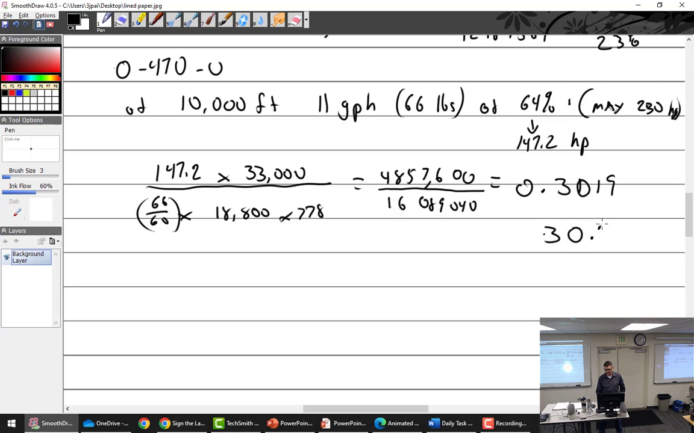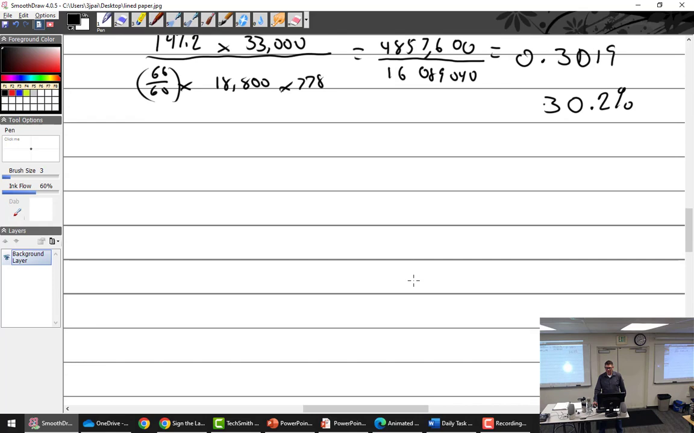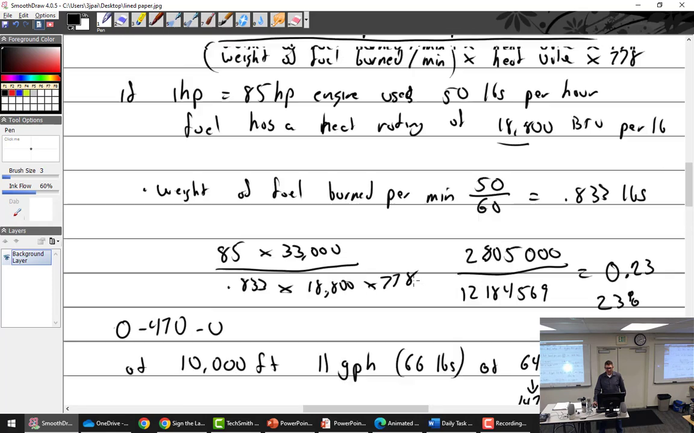0.3019. 30%. 30.2%. Woohoo! It's above average. That's at the top end of the 20 to 30. Yeah, I know. Oh, good, lucky me. All right, so that's how we come up with those numbers.